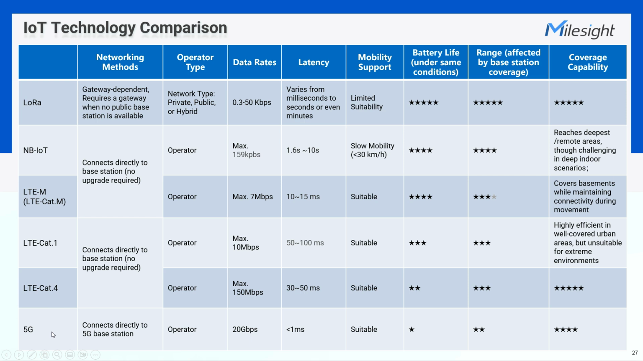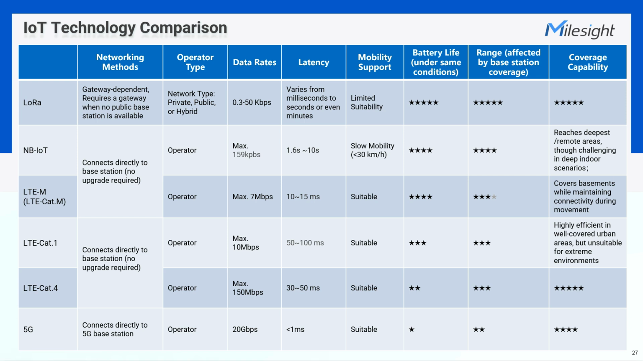Now, just to be clear, Cat 4 and 5G are in a completely different league compared to NB and LTE-M, which are all about low power, wide coverage, and low cost, but at very low speeds measured in kilobits per second. Cat 4 and 5G are the opposite. They're built for high performance and speed, and they sacrifice power efficiency and cost to get it.